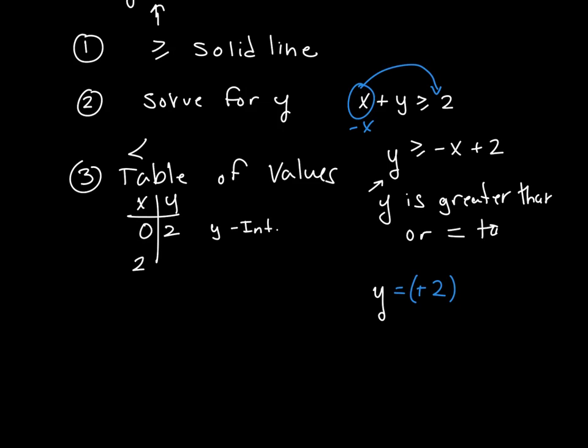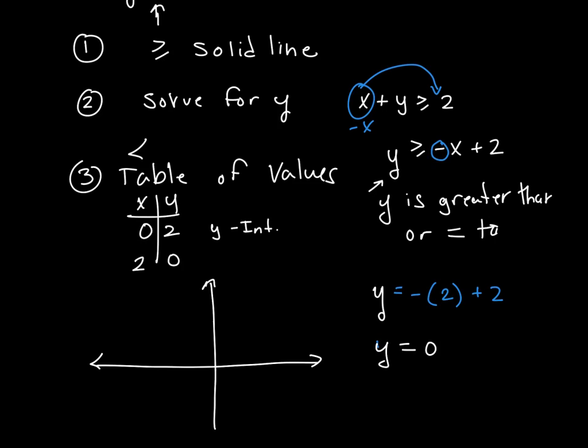I'm getting this negative value from the fact that this is negative x. So that's a negative 2 I plug in, plus 2. And actually, this one's really nice because that gives me the fact that y is equal to 0. So it gives me both my x and y intercepts, which makes it very easy to graph. Now, again, we have a solid line. 0, 2 is here. Those are my intercepts.